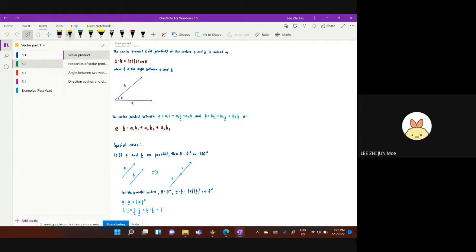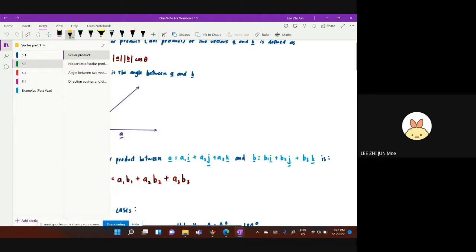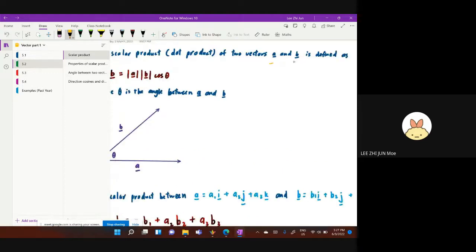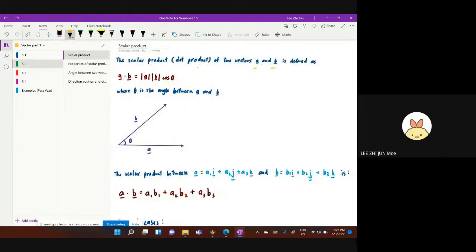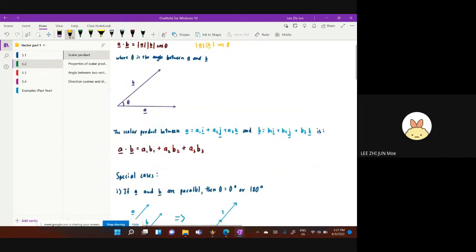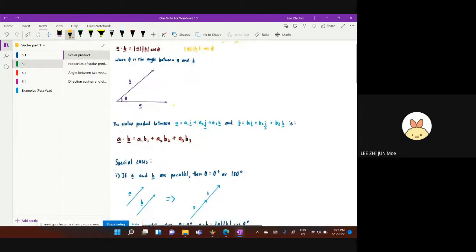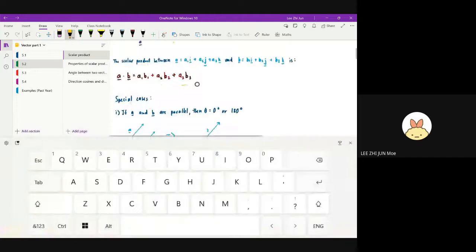Okay, so the scalar product is known as the dot product of two vectors. I use A and B. For two vectors A and B, the dot product is defined as modulus A modulus B cos theta, where theta is the angle between A and B. In component form, the scalar product between A and B is A1B1 plus A2B2 plus A3B3. We will learn this later.